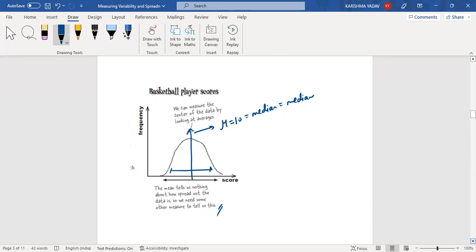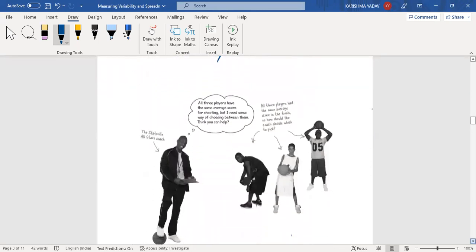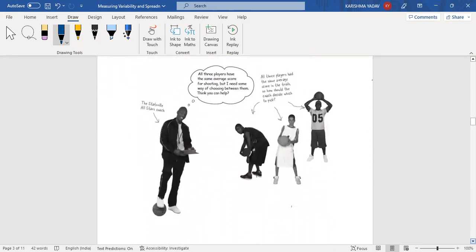So we are going to check how well the data is spread. So let's see it. This is the coach of the basketball team. Now he has some confusion: all three players have the same average scores for shooting, but I need some way of choosing between them. Think you can help? We are going to help this coach because all three of them have the same scores. So we are going to talk about the spread of the data.